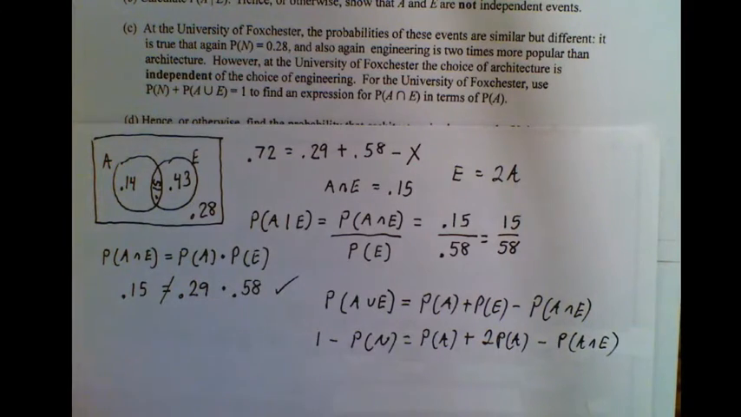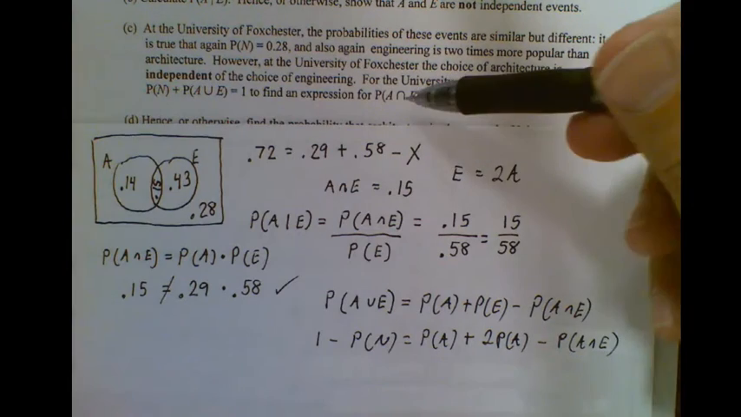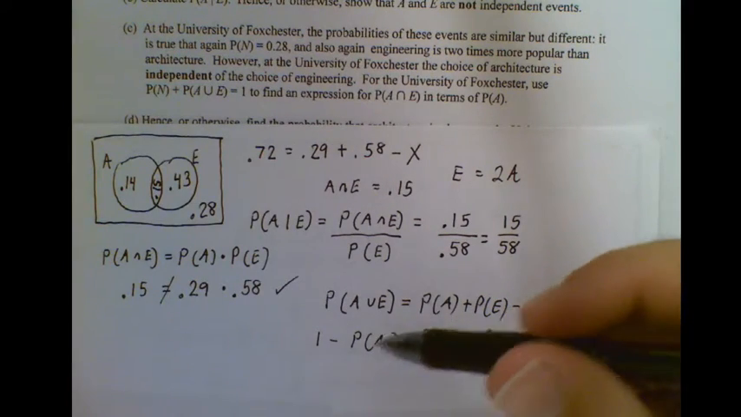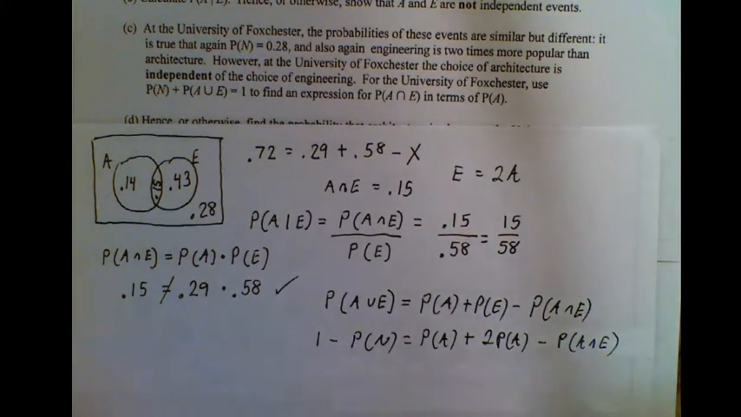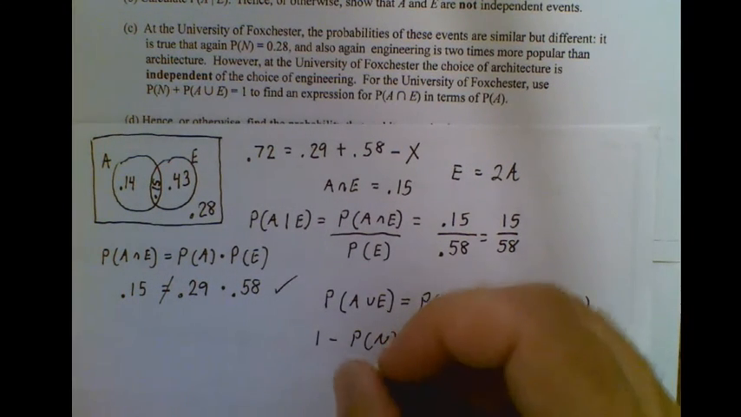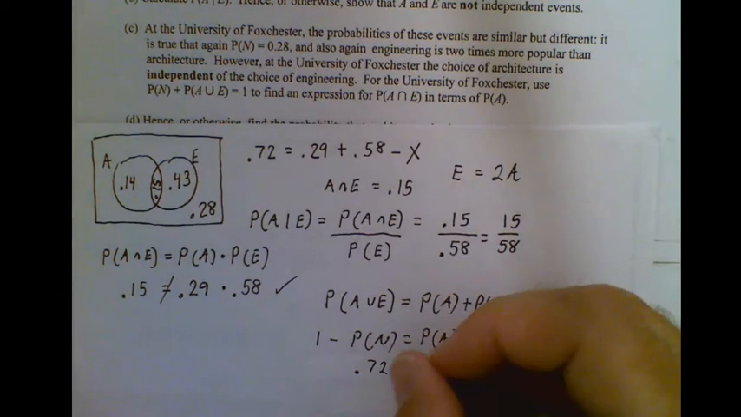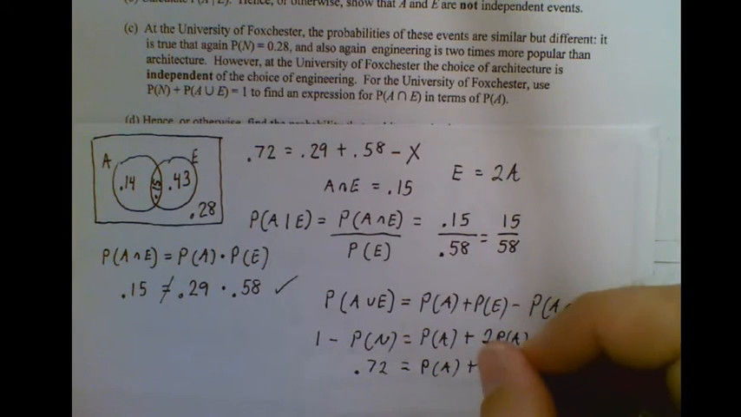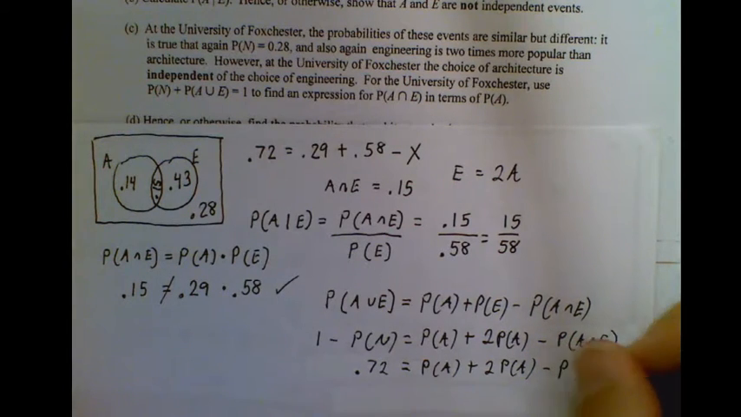Right. So in this one, they said they wanted the expression for A and E. So ultimately, that means I want to get him by himself. So I'll get everything else onto the other side. And based on what they told us up above, we also know that probability of neither is 28%. So I can sub in my 28 right there. So 1 minus 28% we know is 72. And now I got my probability of A plus 2 probability of A minus this guy.